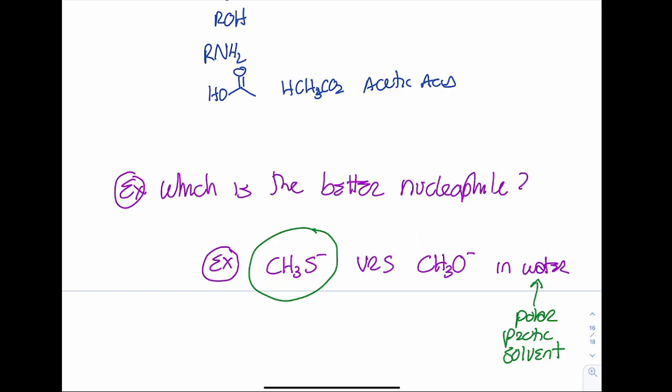If I said in acetone, I'm actually going to pick the other answer because the CH3O minus is a stronger base. And I know if I'm not in a protic solvent, then the stronger base is the stronger nucleophile. So do pay attention to, if it gives you a solvent, what that solvent is, because it is going to have an effect on our answer.